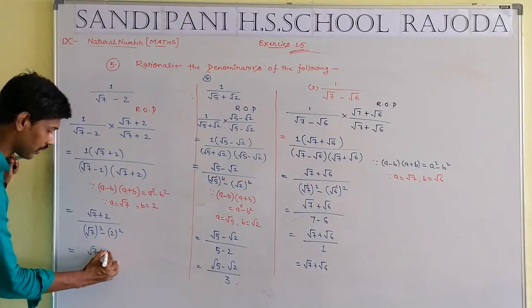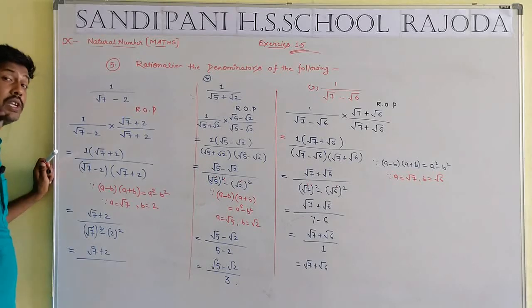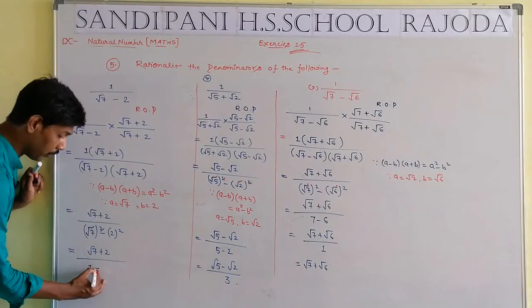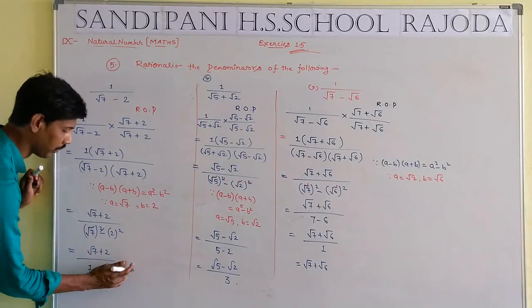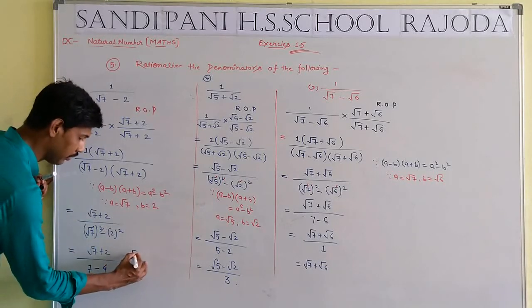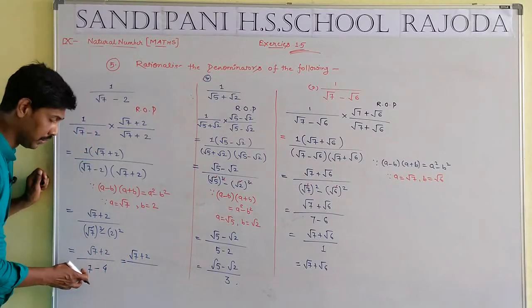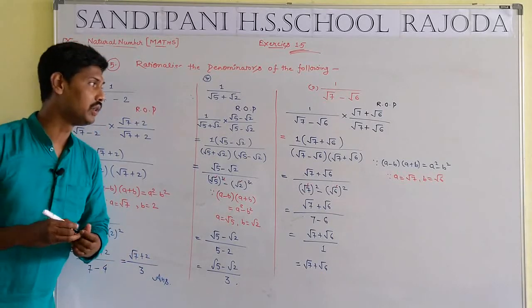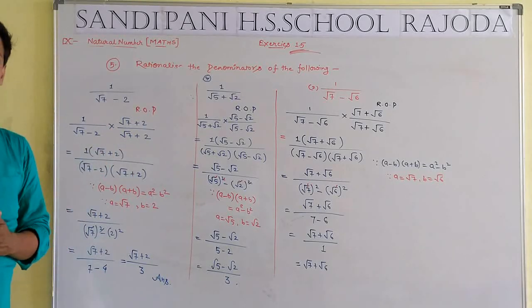Students, just focus on the last step. Square and root both are reciprocal to each other. So square will be cancelled out from the root. 7 will be the required solution. 2 whole square, 2 into 2 will be equal to 4. As a result, we get root 7 plus 2 over 7 minus 4, which is equal to 3 as the answer. I hope students you understood all the questions of exercise number 1.5. Thank you so much.